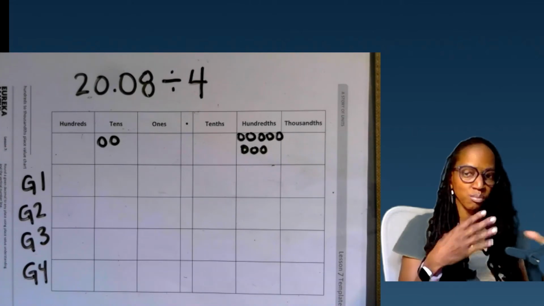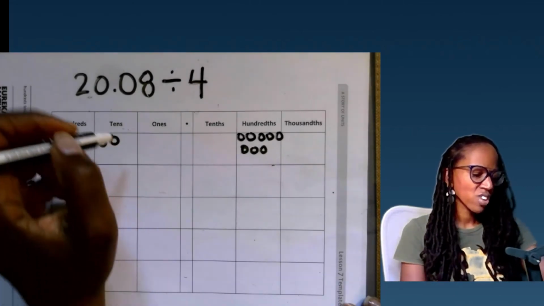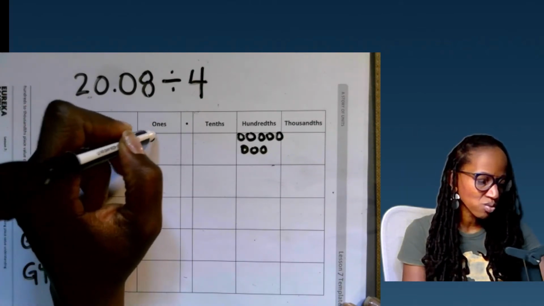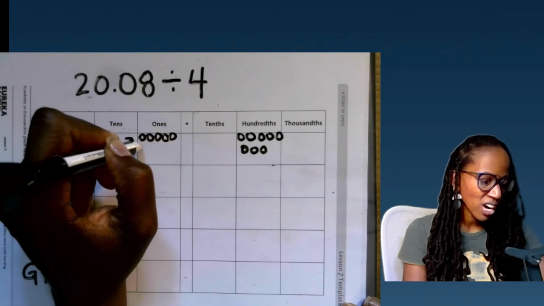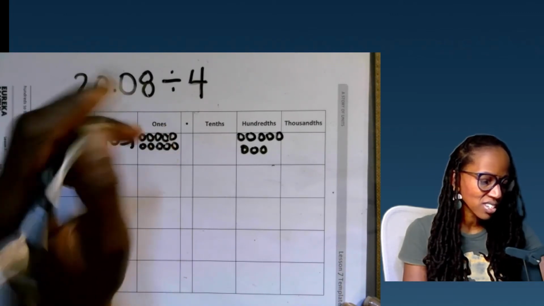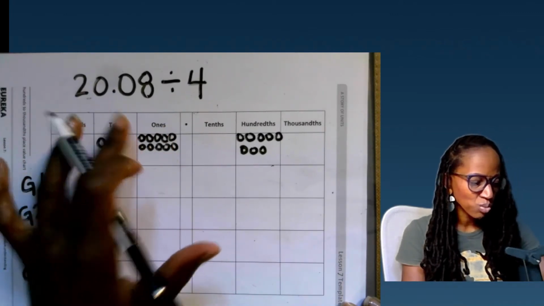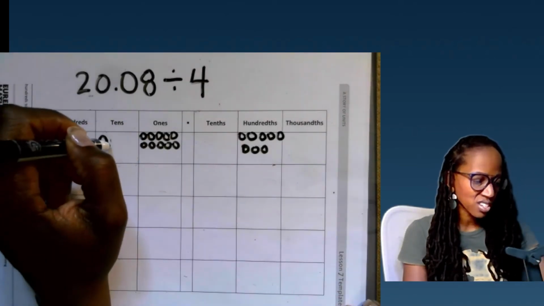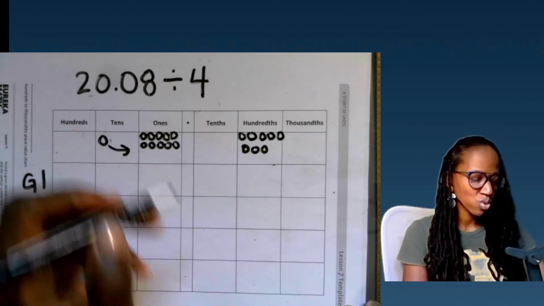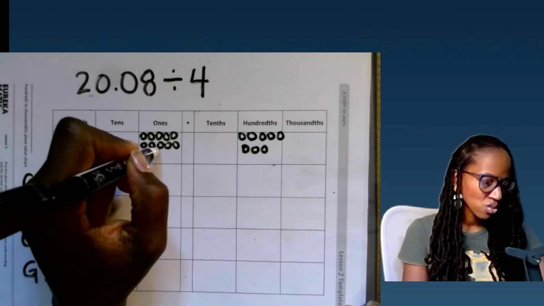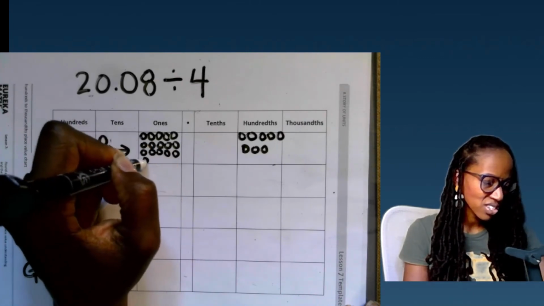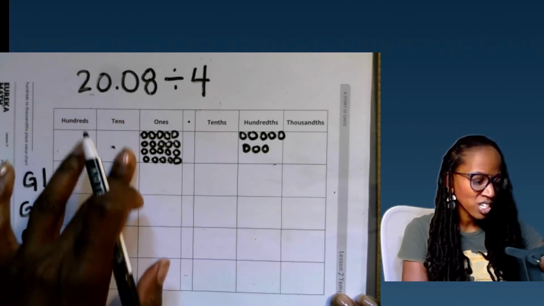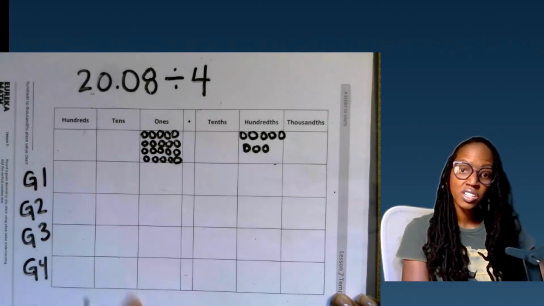So I must unbundle and regroup to the next place value. So the first thing I'll do is change this 1 ten into 10 ones. 1, 2, 3, 4, 5, 6, 7, 8, 9, 10. So that has been unbundled. I'm going to remove it. I still have 1 ten remaining, so I'm going to unbundle this ten and also change it into 10 ones. 1, 2, 3, 4, 5, 6, 7, 8, 9, 10. And again, the reason I unbundled here is because I did not have enough to begin sharing equally.